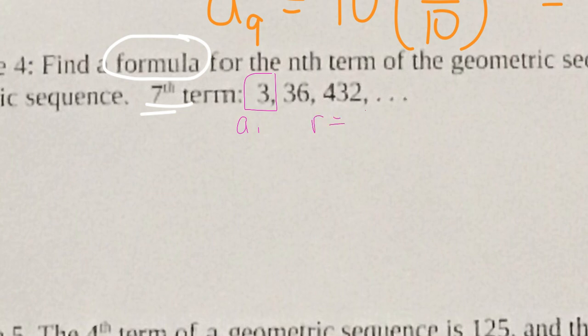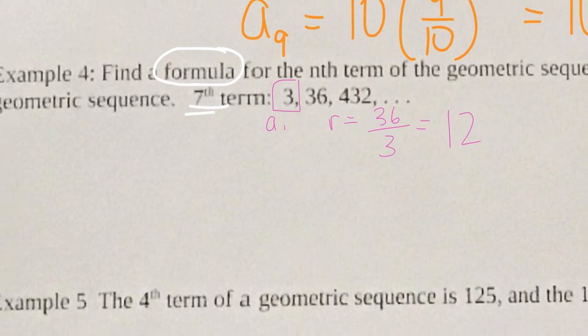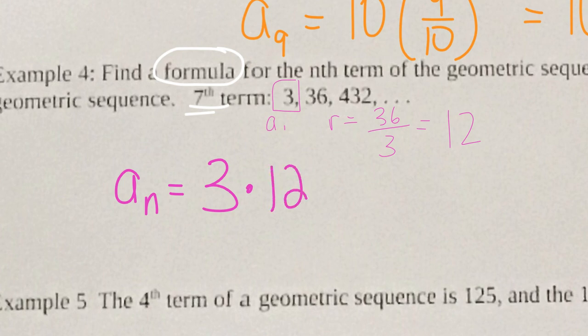So to find the ratio, we take the second term and divide it by the first term. So 36 divided by 3 is 12. Okay? So now I have all of my information to write the equation. 3 times 12 to the n minus first power. Remember, that's not 36, that's 3 times 12. So PEMDAS says first you do the exponents and then you do the multiplication. Okay, so you can't multiply before we exponentiate.